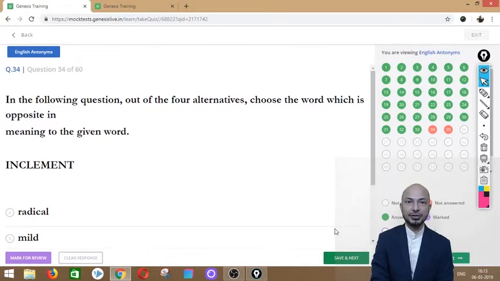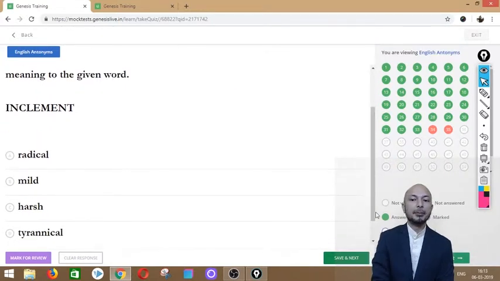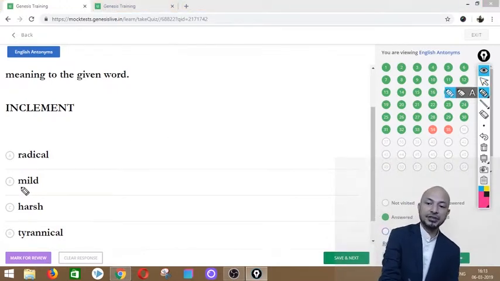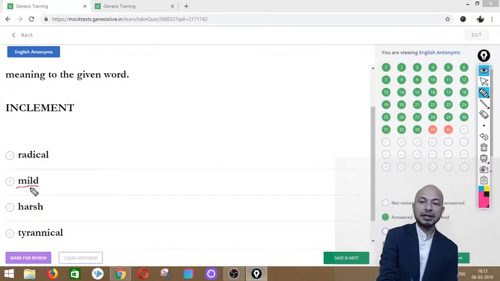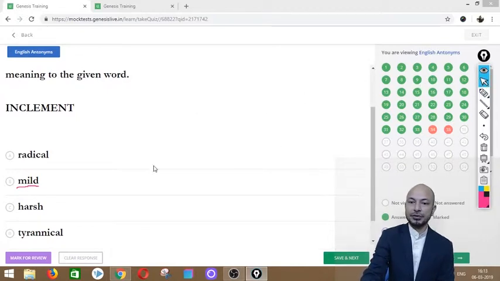So we come to question number 34, and the word is inclement, and the options given are radical, mild, harsh, and tyrannical. And the correct option is option B, which says mild. Inclement is relating to the weather when it is not pleasant, it's very cold or very wet, and mild is pleasant, we can say. It is not unpleasant. So they are the closest antonyms we have here. So we click option B and say next.